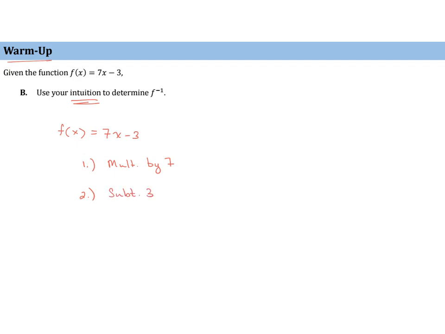To find an inverse then, we would have to undo what f did. So we are going to take this route. So f inverse would take our input and we would have to undo the subtraction of 3. So let's add 3 to our input. And then after we add 3, we have to undo the multiplication of 7 by dividing by 7. So notice we get f inverse of x equals x plus 3 all over 7.